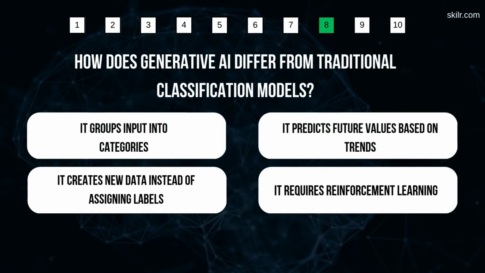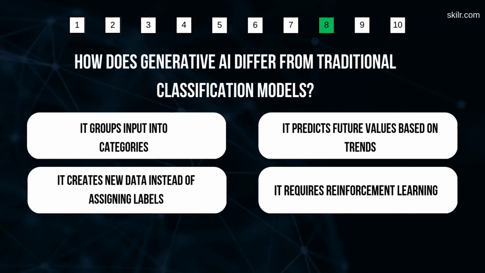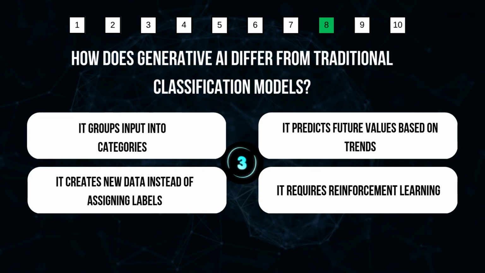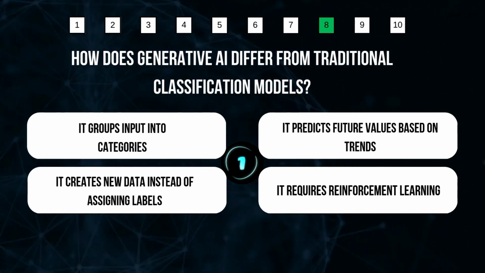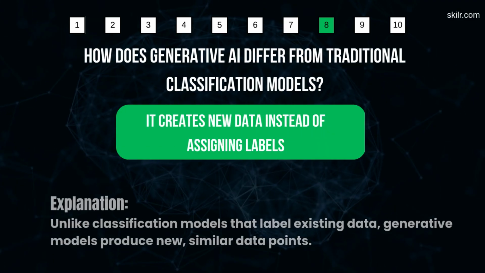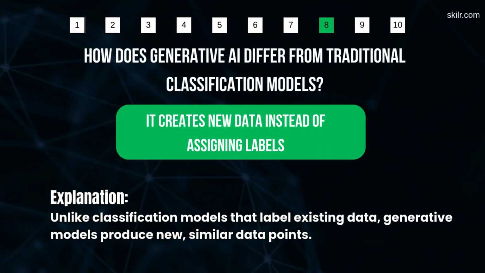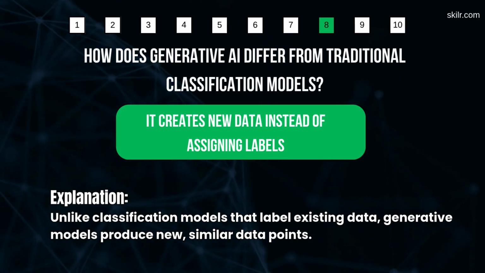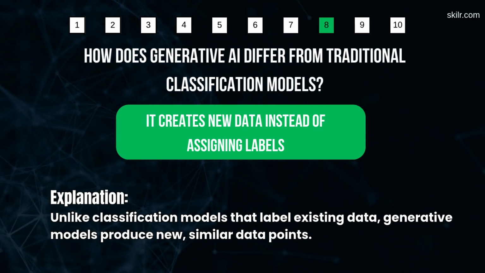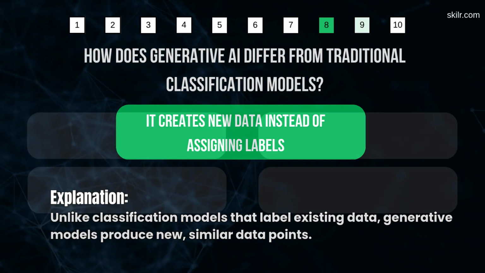Question 8. How does generative AI differ from traditional classification models? The correct answer is it creates new data instead of assigning labels. Unlike classification models that label existing data, generative models produce new, similar data points.